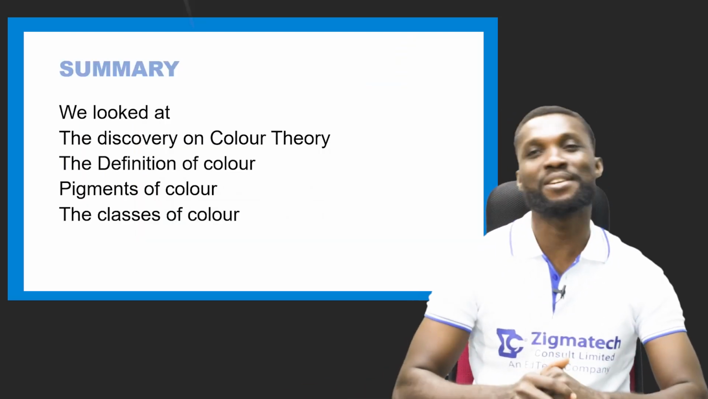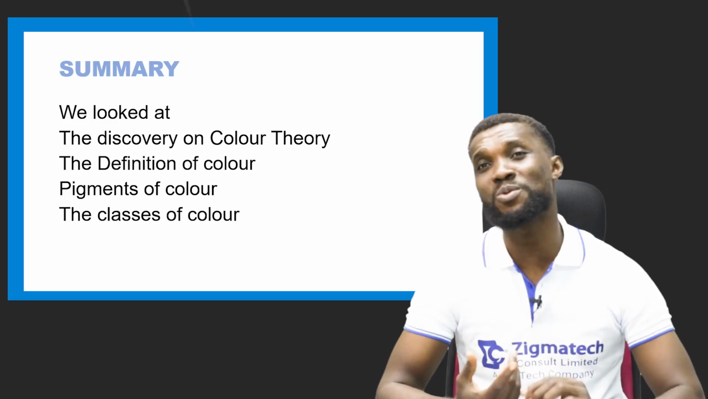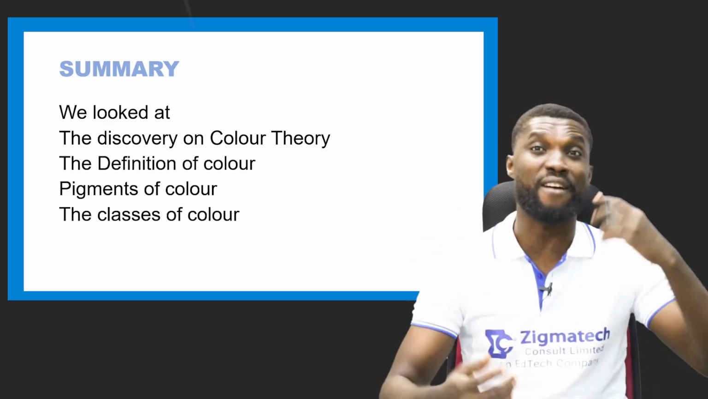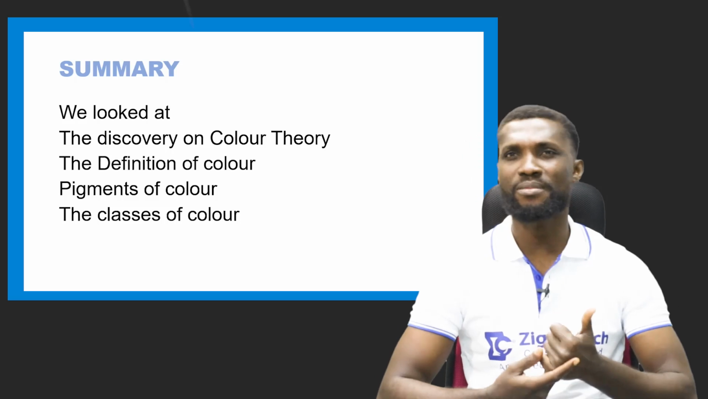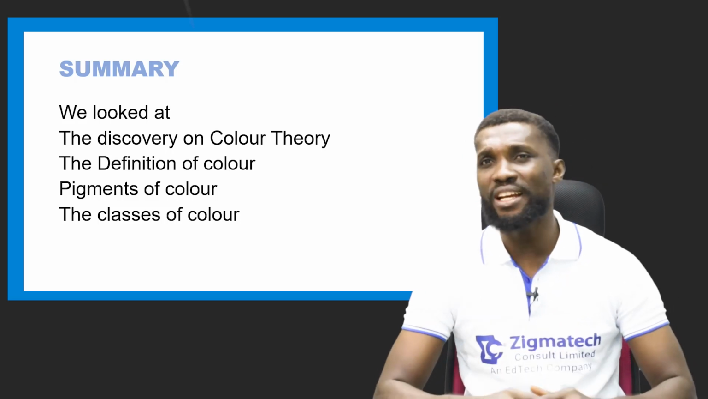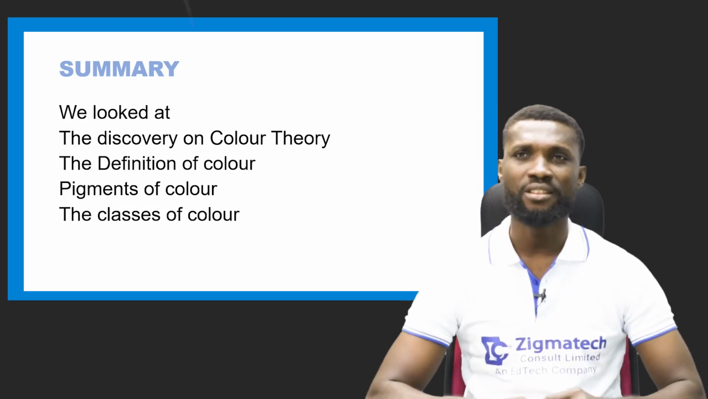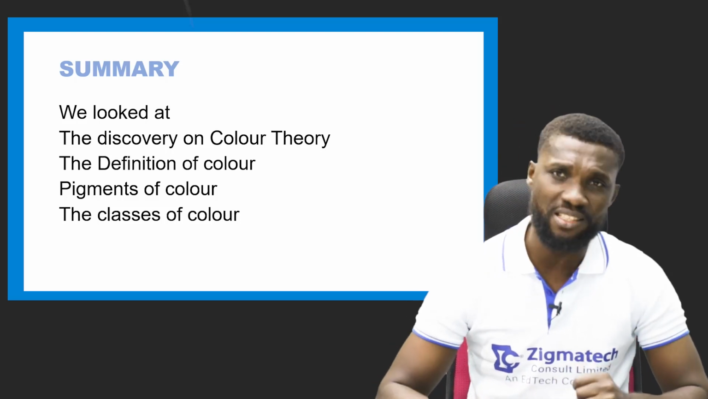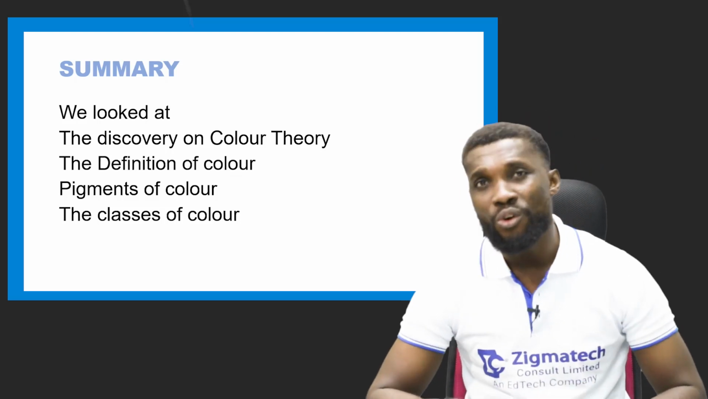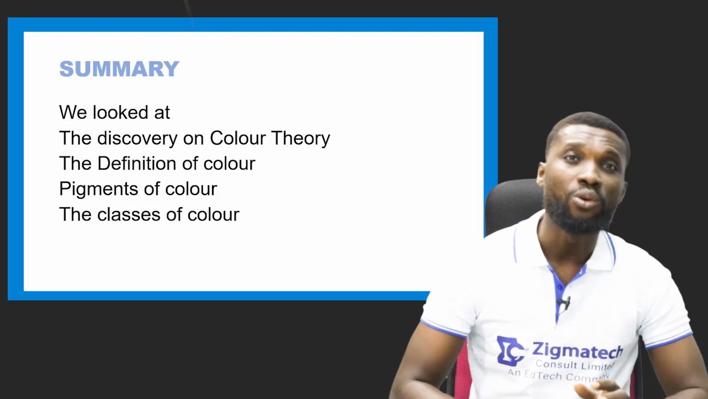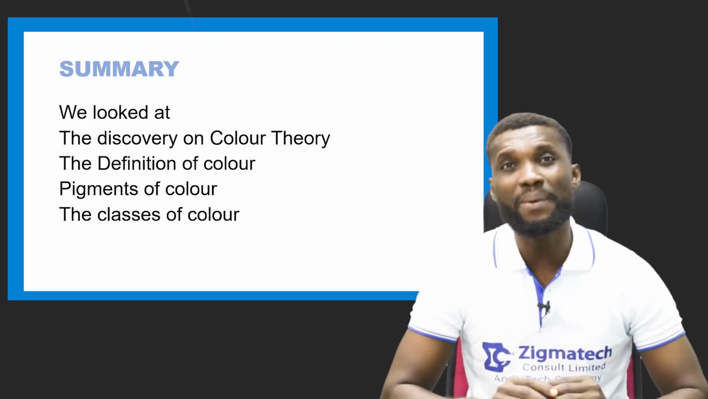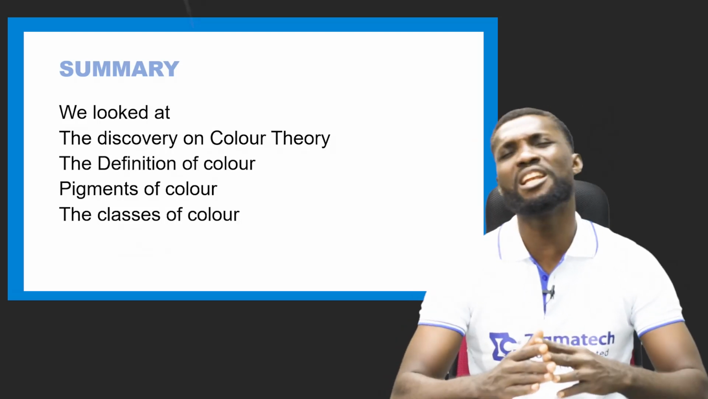So now let's look at a brief summary of what we've done so far. We've talked about the discovery from our first class: the discovery of color theory, the definition of color, color pigments, and the classes of color. We then talked about the interpretation of color, the meaning of colors, and the color family. We've talked about a lot.